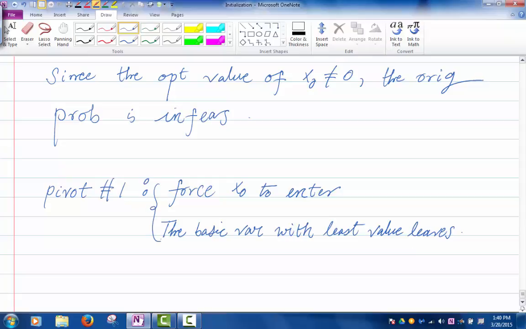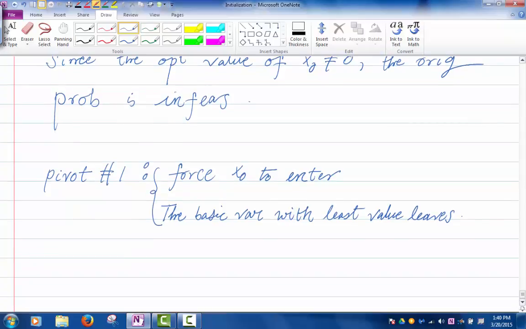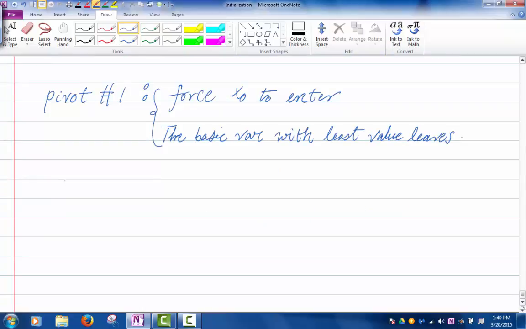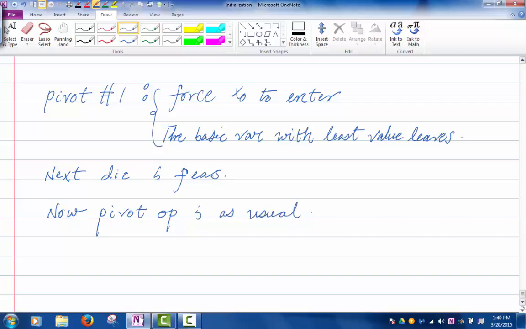Once we have done that, this next dictionary is always going to be feasible. Next dictionary is feasible. Okay? Now pivoting operation is as usual. When I say as usual, I mean the same as for the optimization phase.